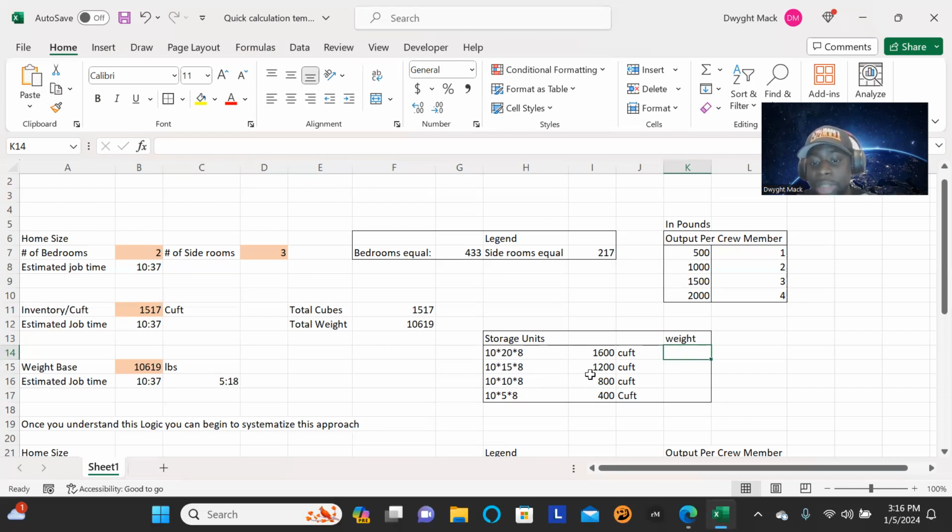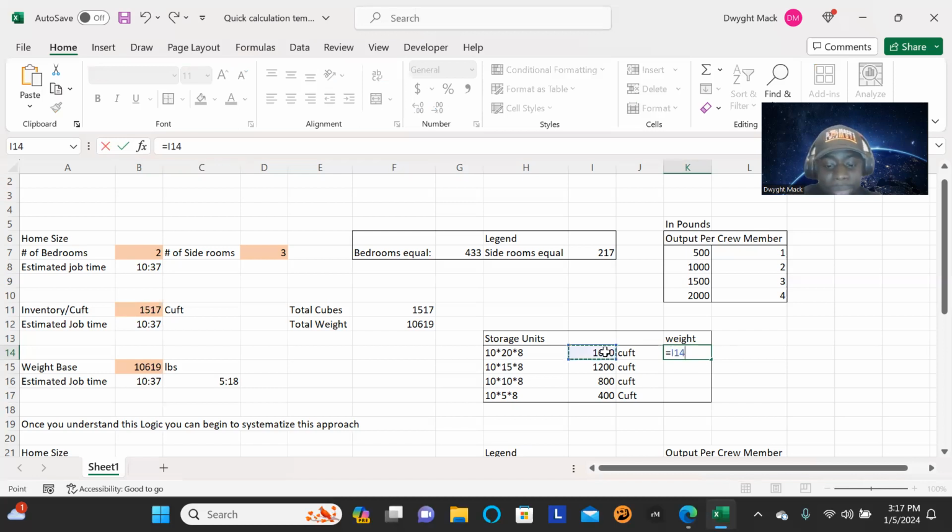Your 10 by 15 by 8 is going to come out to 1,200 cubic feet, and on and on. So in this case, again, you're going to revert everything back to weight. Unless you're doing your output based off of cubic feet, everything is going to go to weight, because you need to know how much weight it is and how much weight you guys can output. So in this case, we're just going to do a little bit of simple math. Times 7, our multiplier. Oh, snap, that's 11,200 pounds.